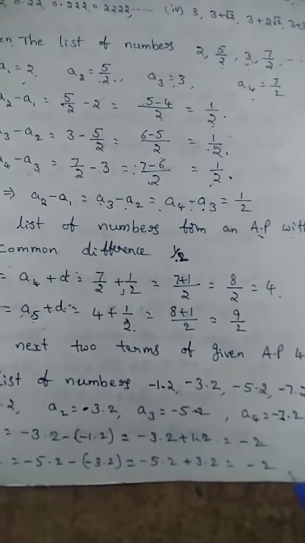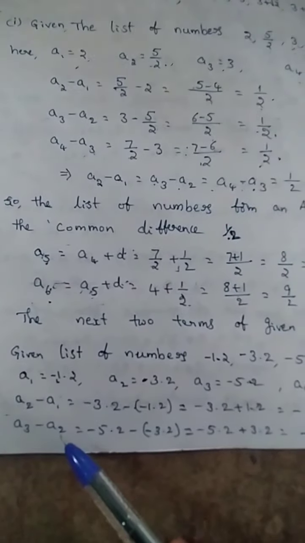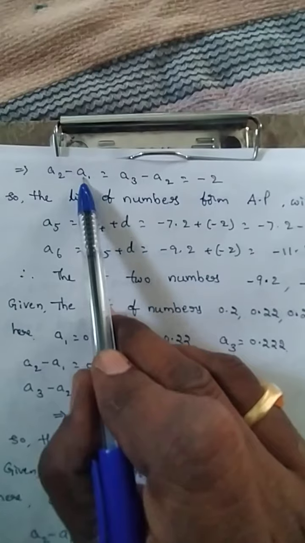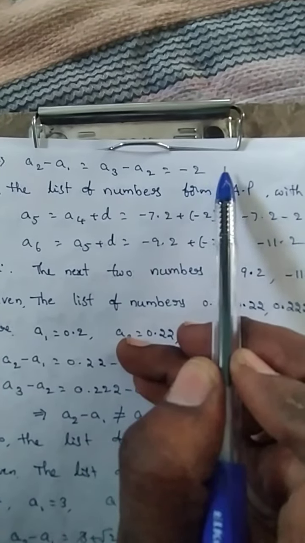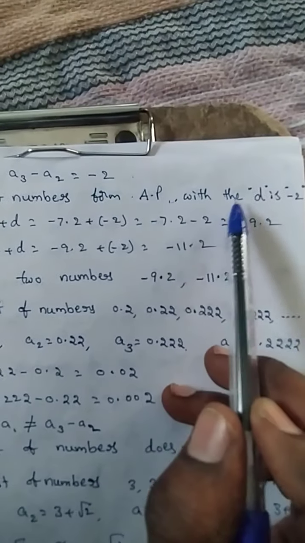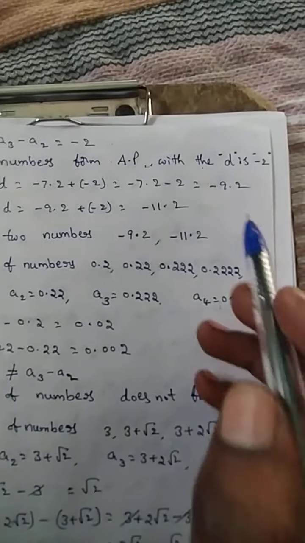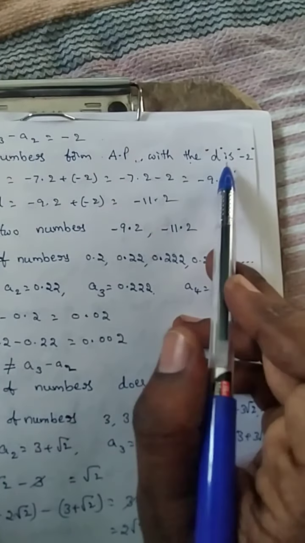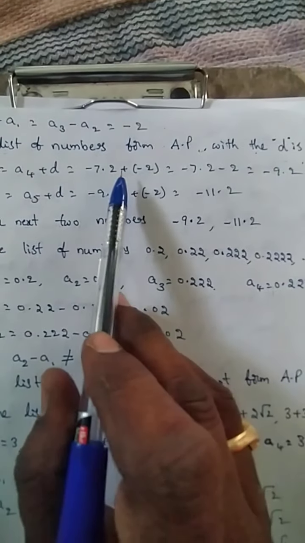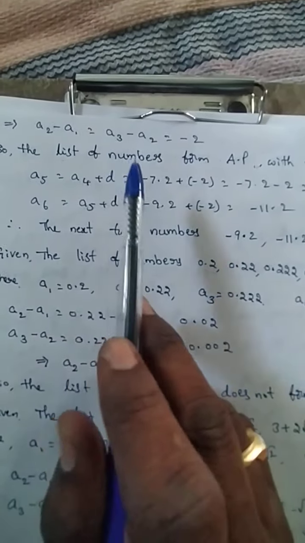Here both the differences are the same, so A2 minus A1 is equal to A3 minus A2, which is equal to minus 2. So the list of numbers forms an AP with the common difference D equal to minus 2. If those are in AP, then we can find the next two more terms. How many terms are given in the question? Just 4 terms are mentioned. Then you can find the fifth and the sixth term in the given AP.